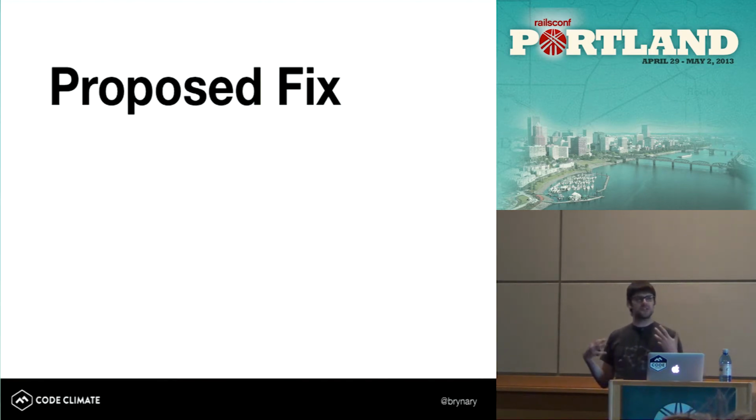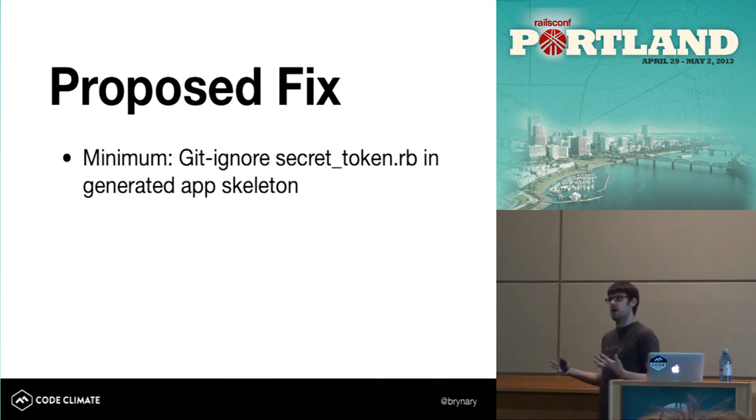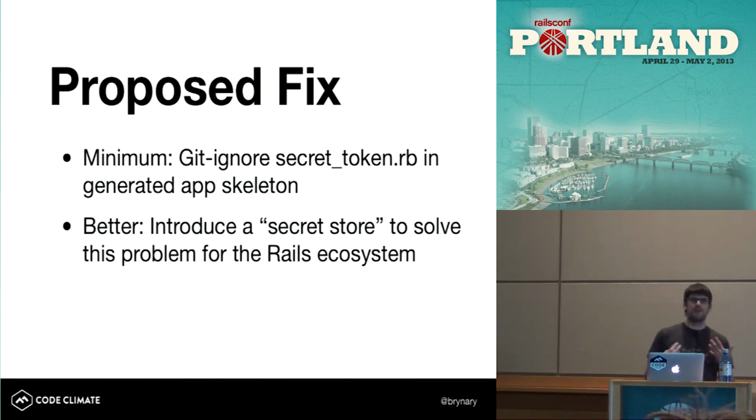But what could Rails do better, right? That's what this talk is all about. So Rails, at a minimum, should git-ignore the secret_token.rb in the generated app skeleton. This, in my mind, in the current scenario, is a no-brainer one-liner that Rails should do. But going a little bit further, and this is an area where I'm interested to see some more discussion, Rails could introduce the concept of a secret store and help solve this problem across the Rails ecosystem.